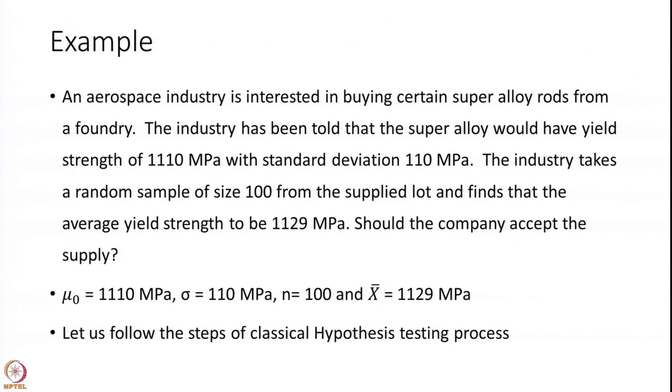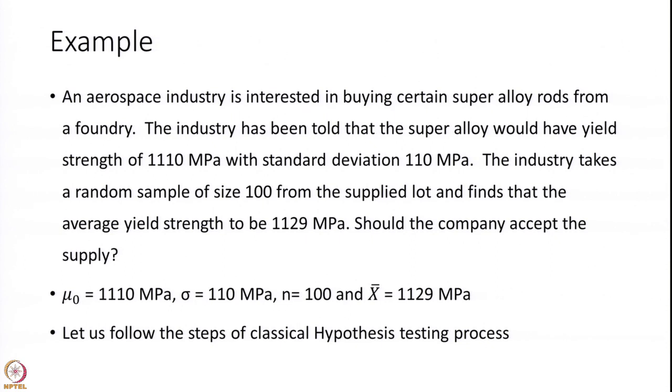Now it wants to find out whether this lot, whatever the mean it has, falls in the vicinity of 1110 MPa. What it does, it finds that actually the average yield strength is 1129 MPa. Now the company has to take a decision whether it should accept the supply.